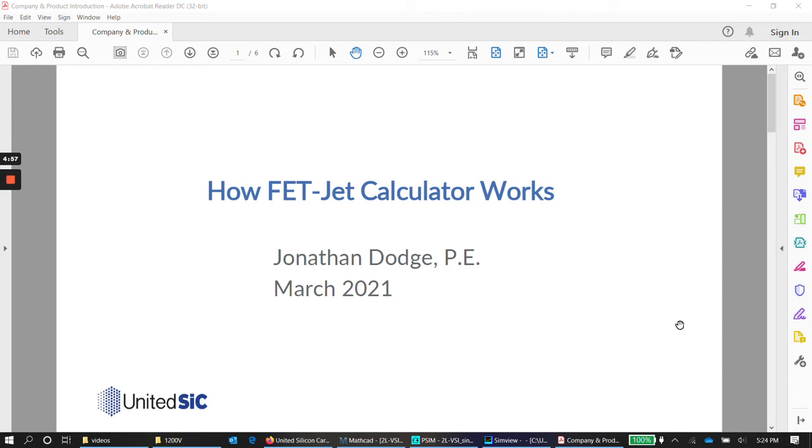I'm a Senior Applications Engineer at United Silicon Carbide and one of the developers of FET-Jet Calculator. This video explains at a high level how FET-Jet Calculator works. As mentioned in the FET-Jet Calculator overview video, FET-Jet is a calculator based on steady-state circuit analysis and data from device datasheets.